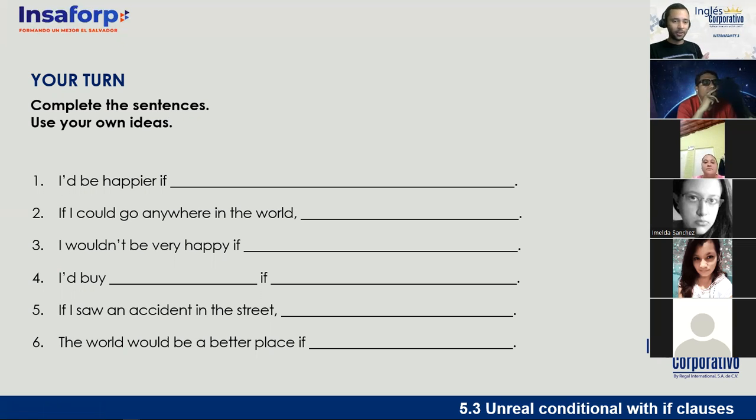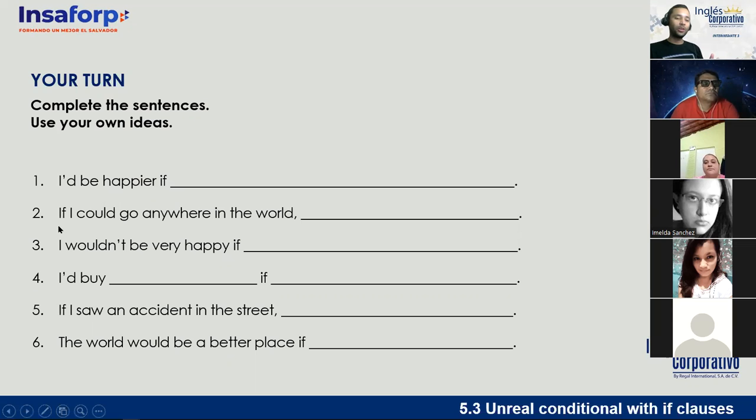¿Qué vamos a hacer acá? Fíjense bien. Aquí lo va a completar usted como a usted se le ocurra mejor. Por supuesto, tiene que ser gramaticalmente correcto. I'd be happier if, yo sería más feliz si, no sé. Si trabajara menos horas al día, sería más feliz si tuviera más tiempo para dedicar a mis hobbies. Okay, sería más feliz si, no sé qué lo volvería a usted más feliz, si tuviera más dinero, no sé.